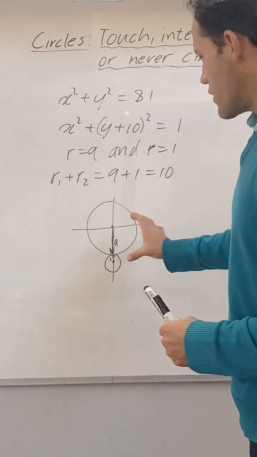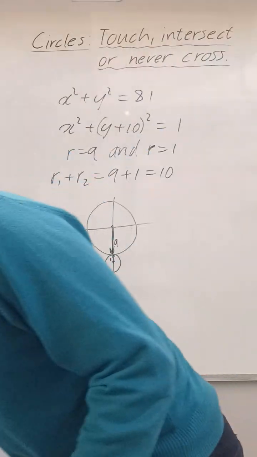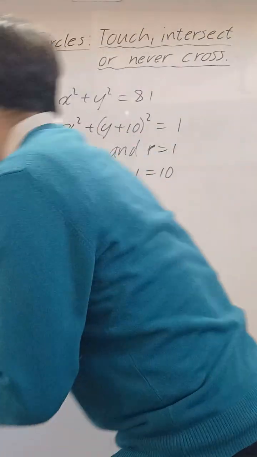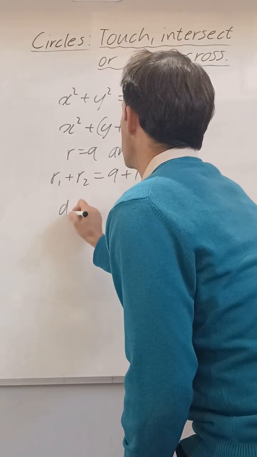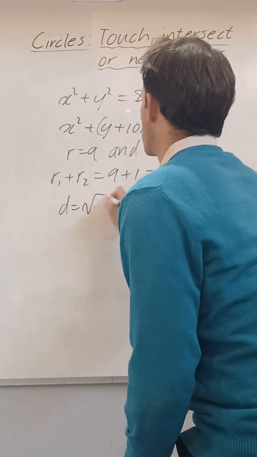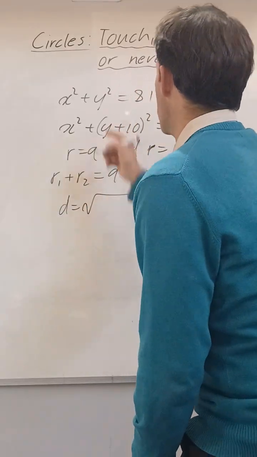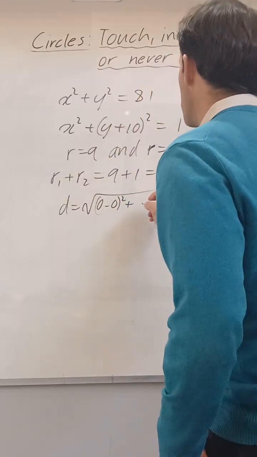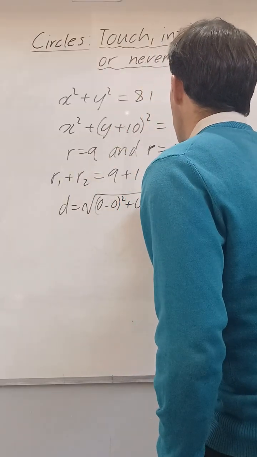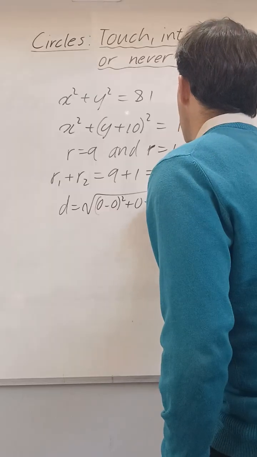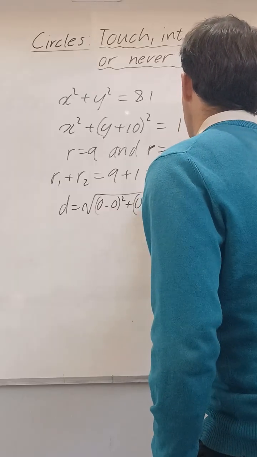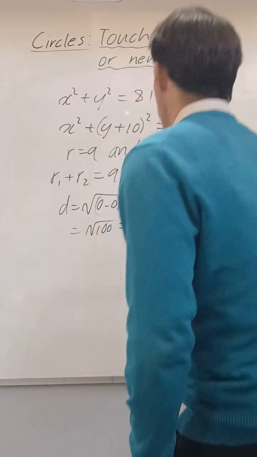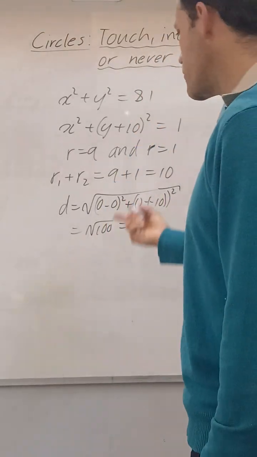But if we want to do the maths, we can say, from the distance formula, the distance between the centers will be the square root of 0 minus 0 squared, plus 0 minus negative 10 squared. So that will give you the square root of 100, which will be 10. Okay. So you can do it like that.